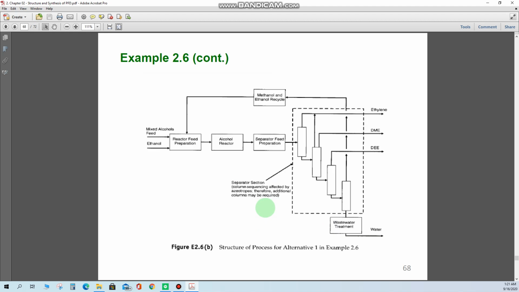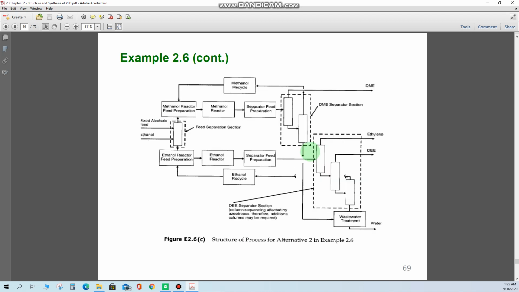And in terms of the recycle structure, what we are doing here is separating ethylene, which is undesired. We can get dimethyl ether, which is our requirement, and diethyl ether, which we do not actually require here, but it is slightly acceptable. And the methanol and ethanol we are just recycling back into the process. So this is the first alternative that we can make.